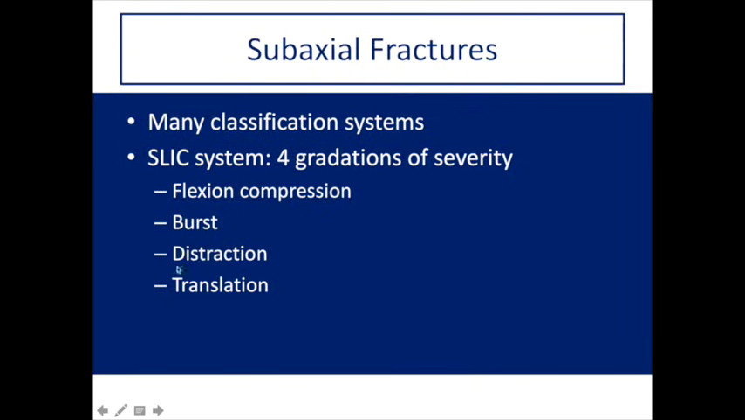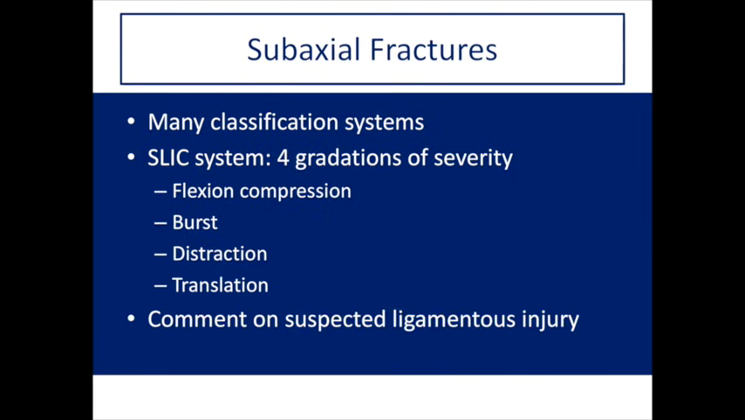Injuries that demonstrate distraction are considered grade 3 and are more severe. Distraction refers to a dissociation or separation in the vertical axis. Basically, the fragments separate in a vertical direction. And then lastly, we have translation injuries, which are grade 4, and that refers to vertebral body offset in the horizontal direction. Within the SLIC system, a separate comment should always be made regarding suspected ligamentous injury.